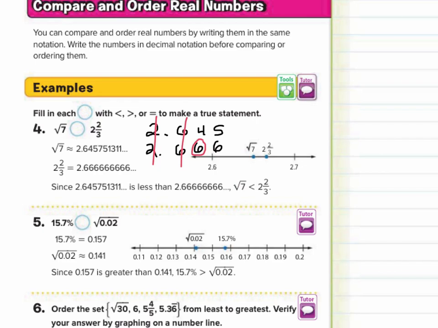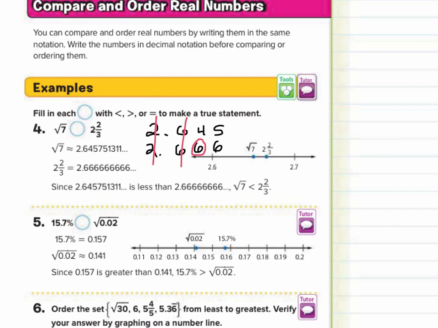What about 15.7% and the square root of 0.02? So 15 7/10%, the square root of 2/100. As decimals, 15.7% is 0.157, just by moving that decimal to the left twice. Square root of 0.02 is 0.141. We're even in our ones, even in our tenths. 5 is bigger than the 4 in the hundredths. And so 15 7/10% is going to be greater than the square root of 2/100.